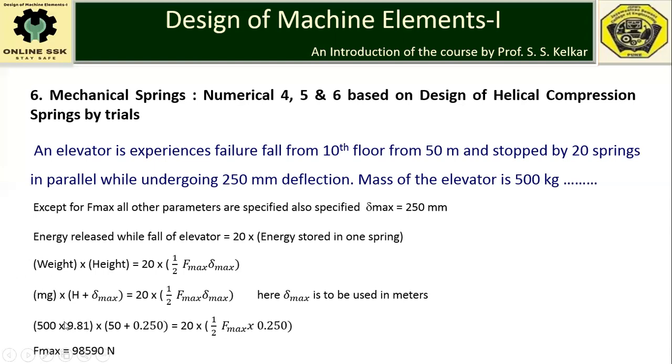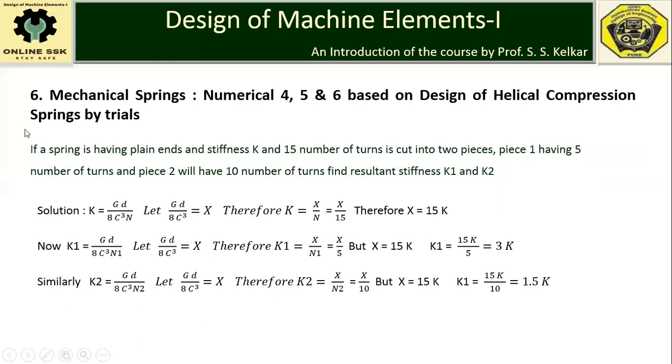So this product is the weight of the elevator multiplied by 50.25, the total height through which it falls. That energy is absorbed by 20 springs by getting deflected through 0.25 meters, and at that time they will experience a force of F max. While equating, F max is the only unknown, and that happens to be equal to 98590, which will be calculated easily and used for further analysis.